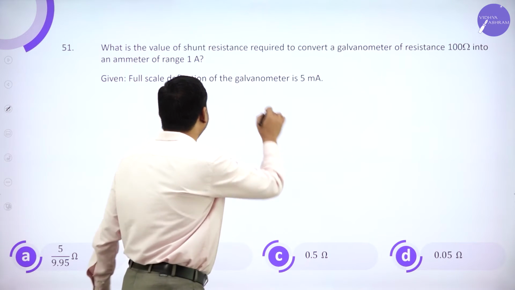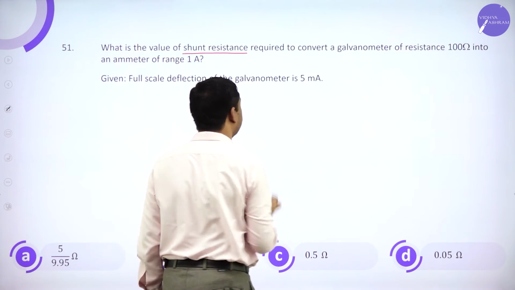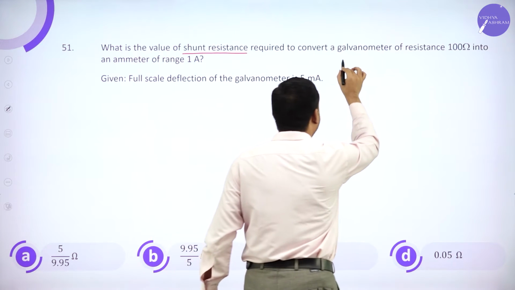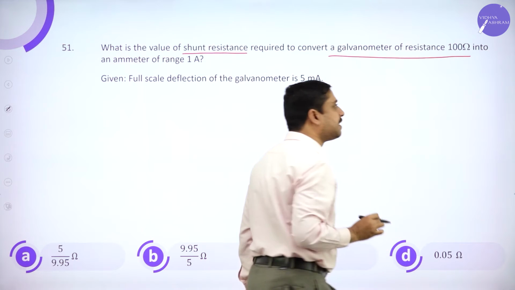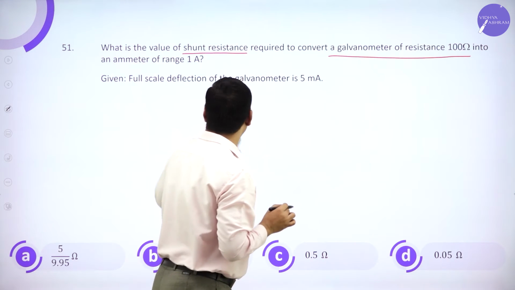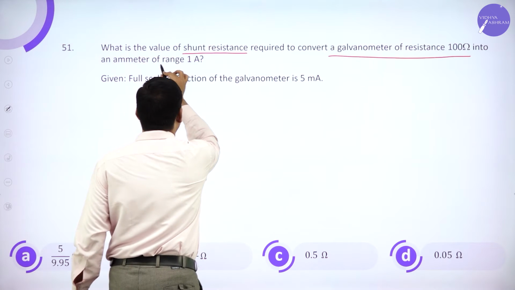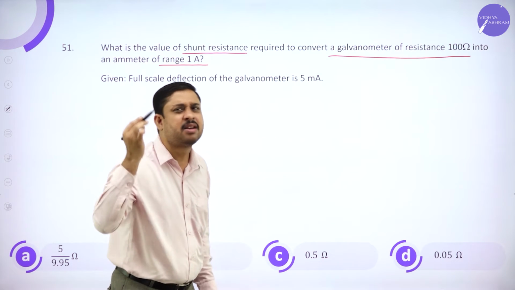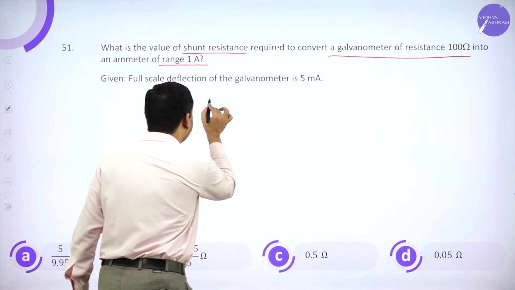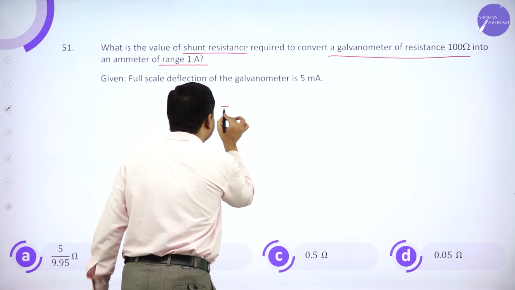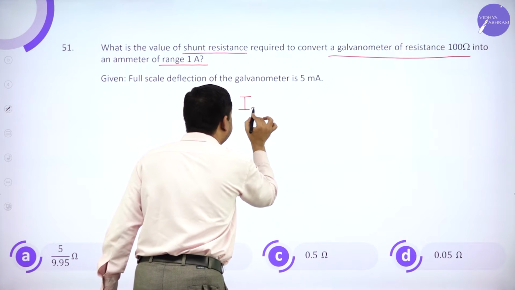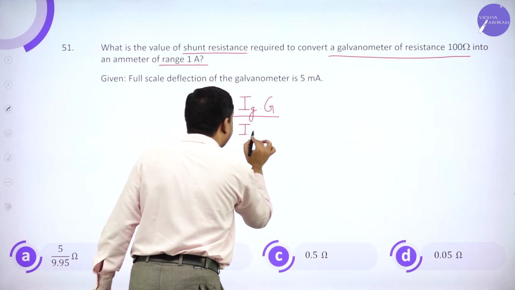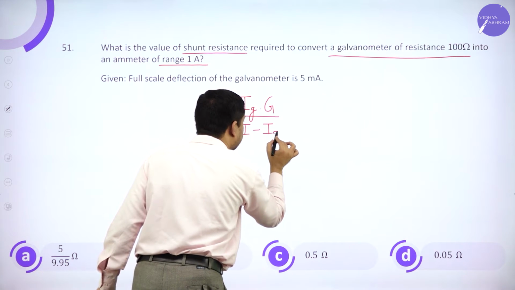The value of shunt resistance required to convert a galvanometer of resistance 100 ohms into an ammeter of range 1 ampere. Did it smartly. What is the expression for shunt? S is Ig into G divided by I minus Ig.